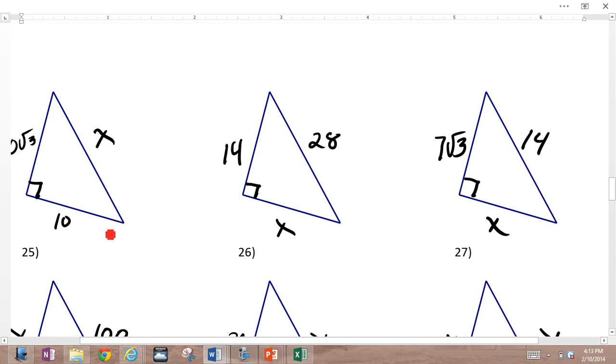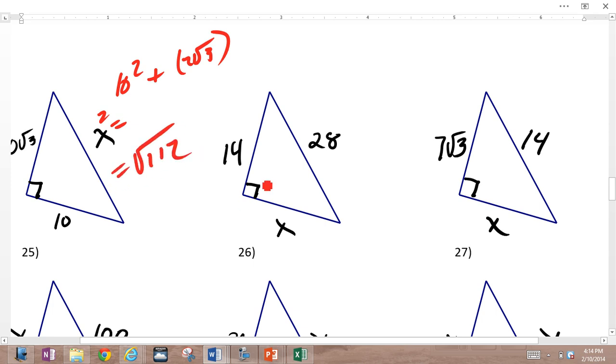So we'd have to go through Pythagoras on this one. So x squared is equal to 10 squared plus 2 root 3 squared. Now remember, 2 root 3 squared is 4 times 3, so that's 12. So x is going to equal the square root of 112. Okay. If this is half of that, that means this is a 30, 60, 90. So this is 14 root 3.